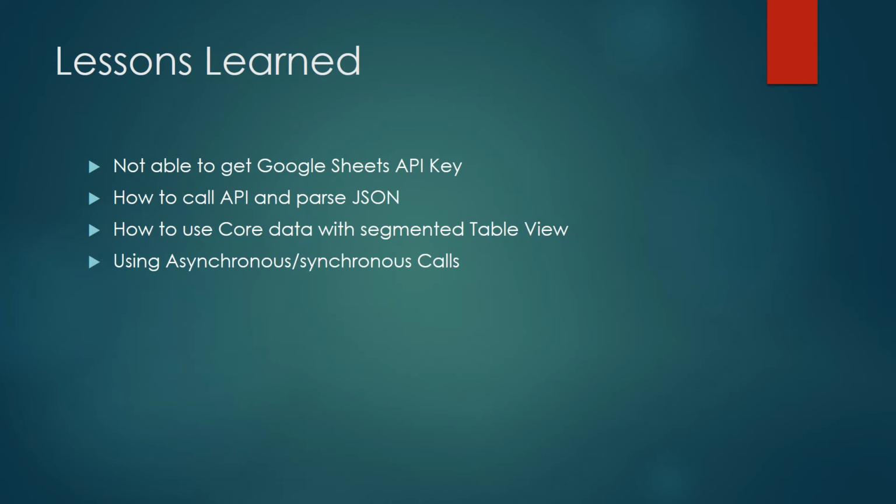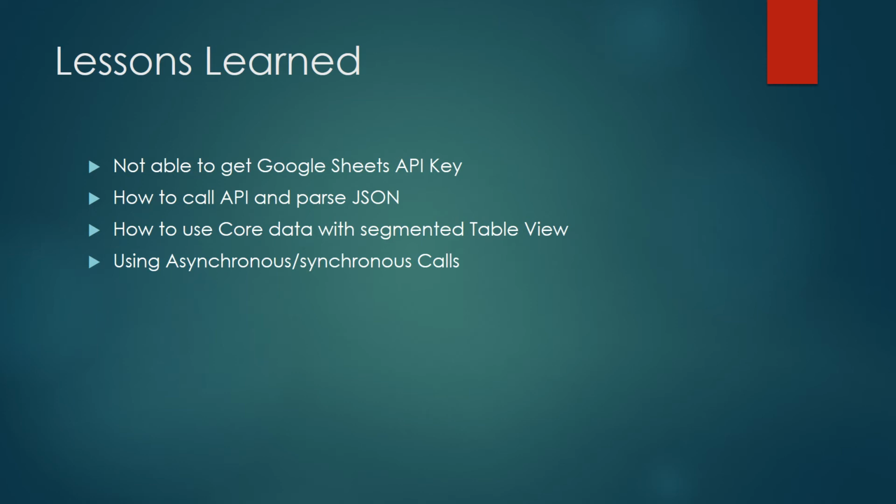Lessons learned: I learned what I was doing wrong with the Google Sheet API key, as I went to the TA's office and he explained to me how the API, the server, and the key work, and I learned a lot about that. I learned about Google, I learned about API, and I learned about parsing JSON and how that worked. I learned about core data, and I learned about segueing.